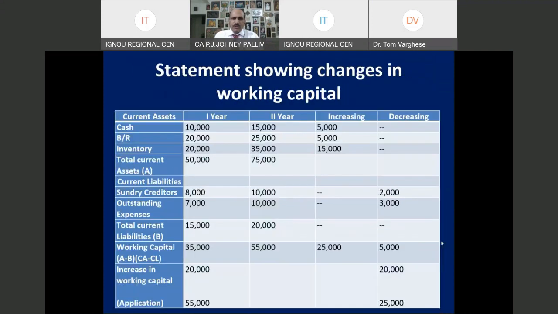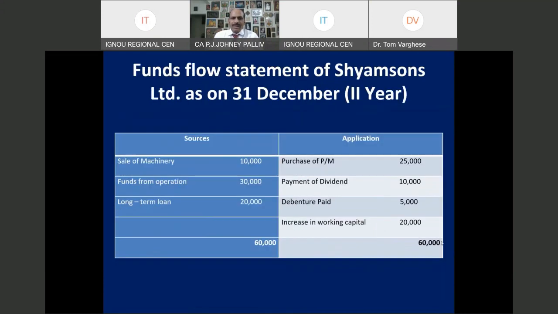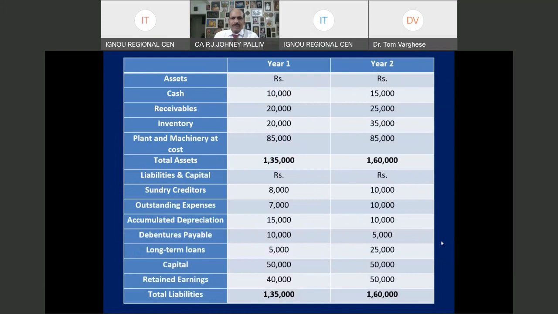I am going to show you the statement of changes in working capital, year 1. You can see cash or bills receivable or account receivable or inventory. So first year 10,000, 20,000, 20,000. Total is 50,000. Let us go back to the balance sheet once again.